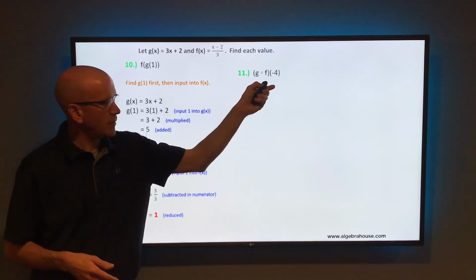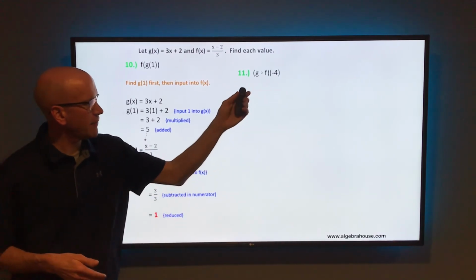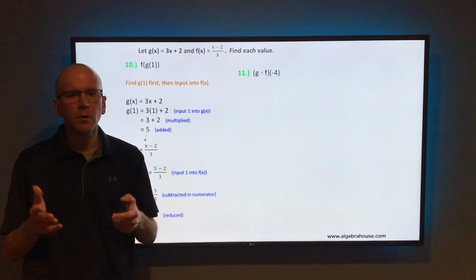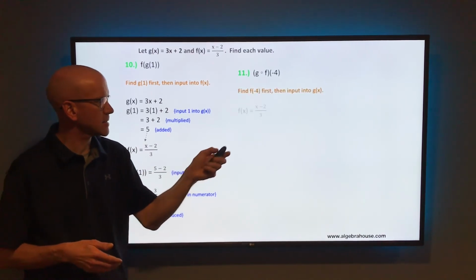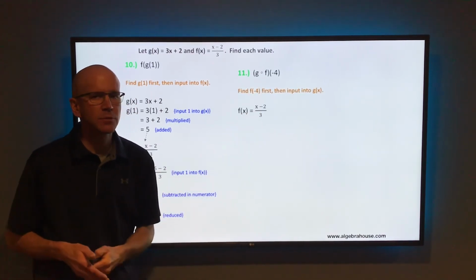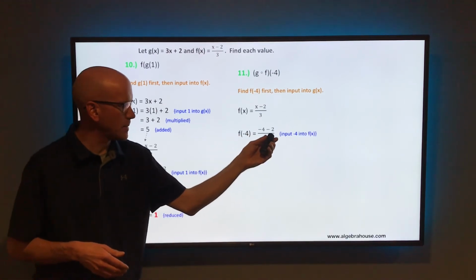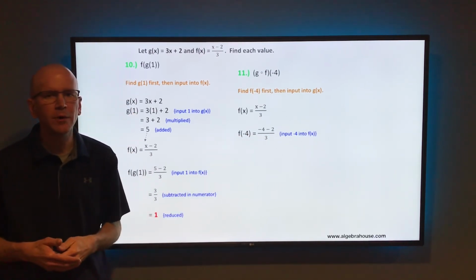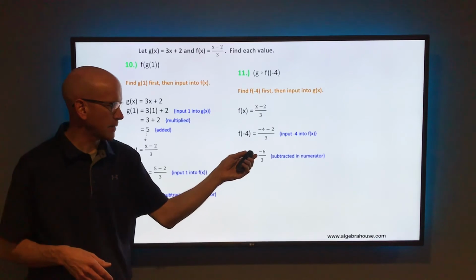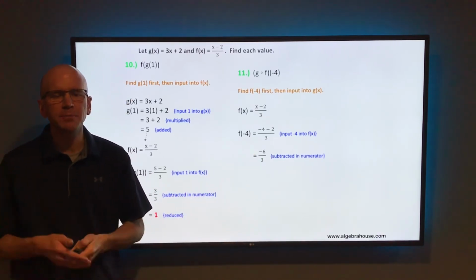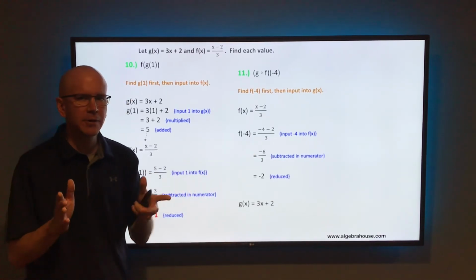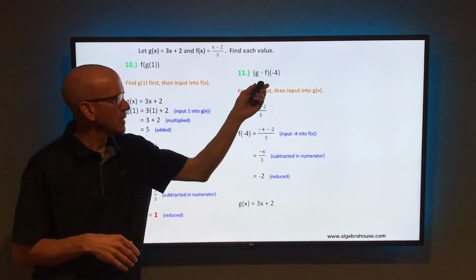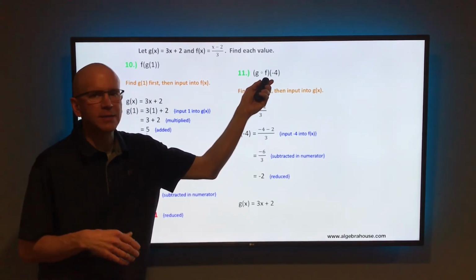To find g of f of negative 4, find f of negative 4 first, so go to what f of x is and replace the x with that negative 4. So it's going to be negative 4 minus 2 over 3. Well, negative 4 minus 2 in the numerator, that is negative 6. That's negative 6 over 3, and that simplifies to be negative 2. Now you're not done there. Again, that's just the output. When you put negative 4 into f of x, that's the output.